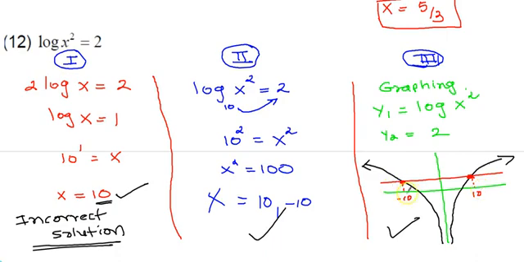Now, how do we know that negative 10 is not extraneous? So let's check in here. Put x is equal to negative 10. Checking part. Log of negative 10 squared is 2, which is true because a negative number squared becomes positive.